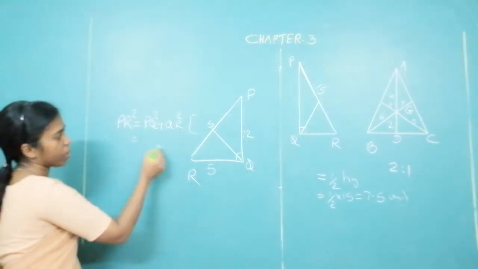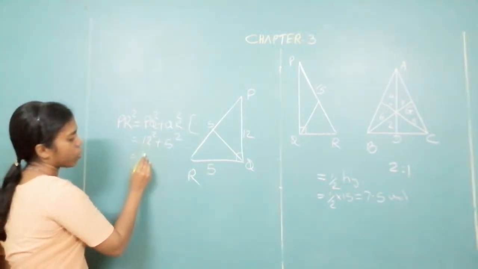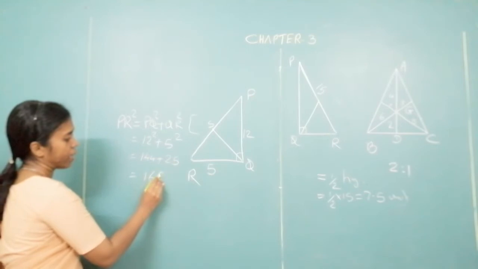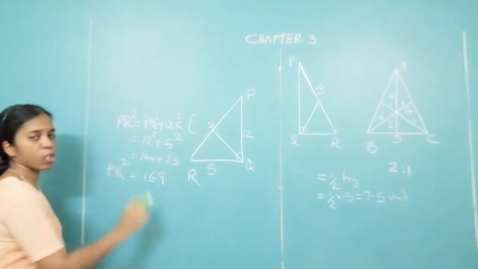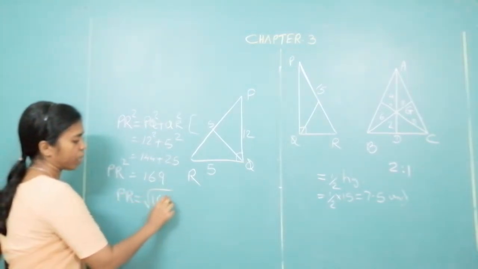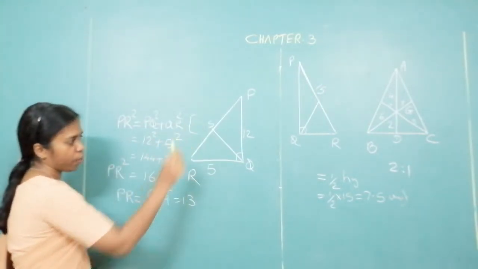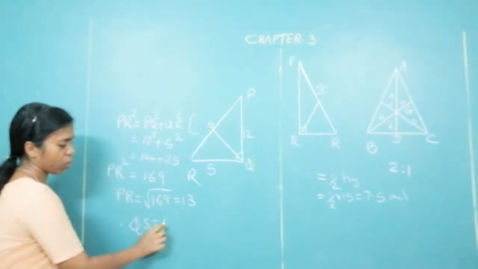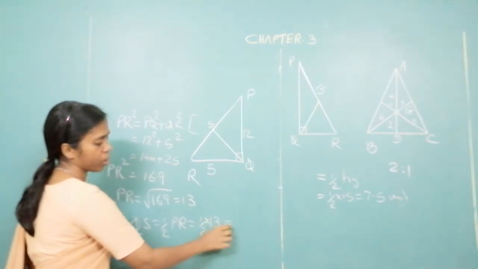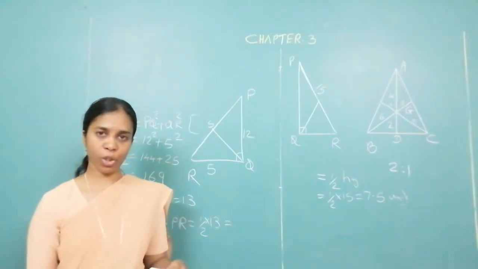PQ square is 12 square plus QR square is 5 square. How much is 12 square? 144, plus 5 square is 25. How much are you getting? 169. That is PR square. Therefore PR is equal to the square root of 169, that is equal to 13. Since you got PR, QS is equal to half of PR, that is half into 13. Again, you will not put a unit over there because it is not given.